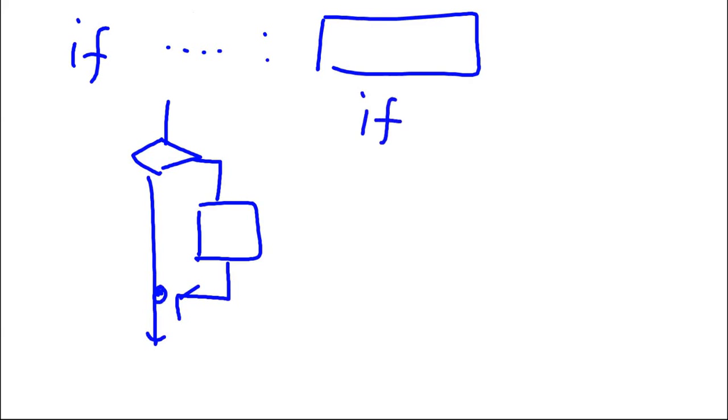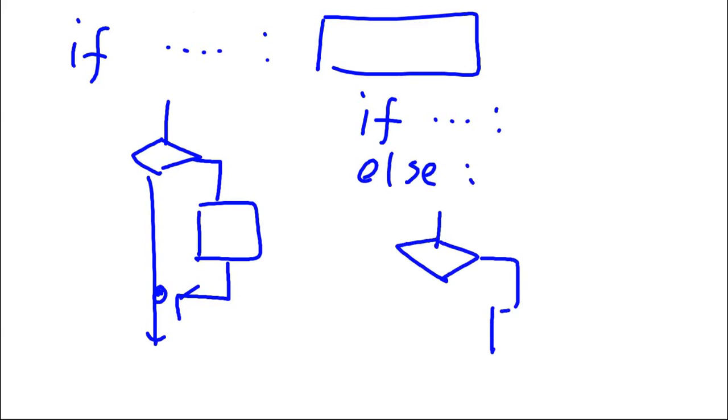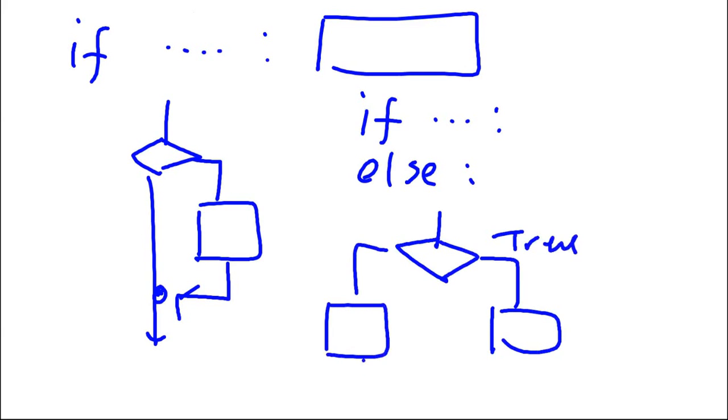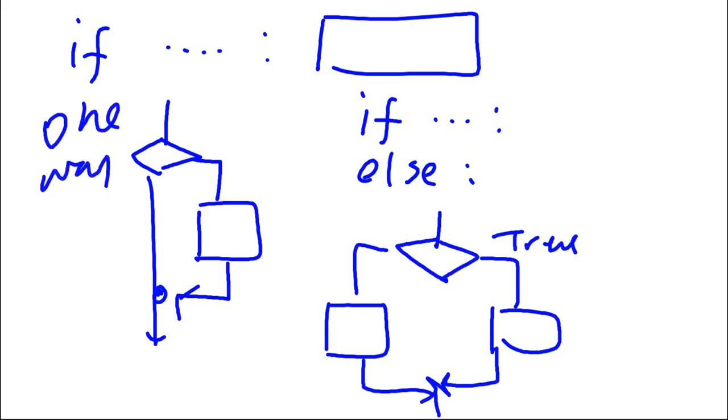Second one, you have if something and then else something. If you have true, you will go here. False, you will go here. So this one we call one-way if. This one we call two-way if. So there's an if and there's an else part, right?